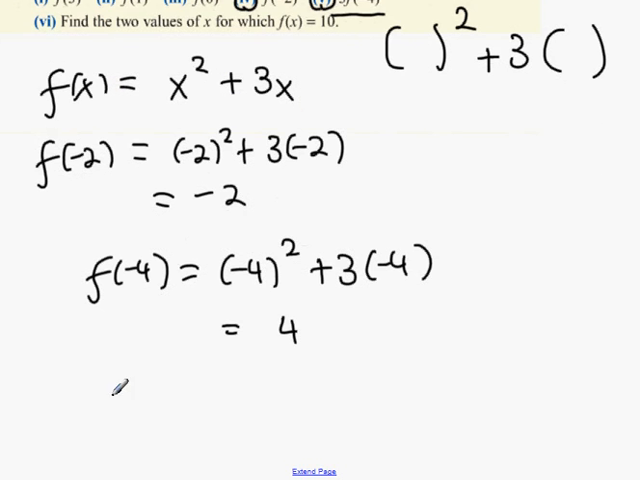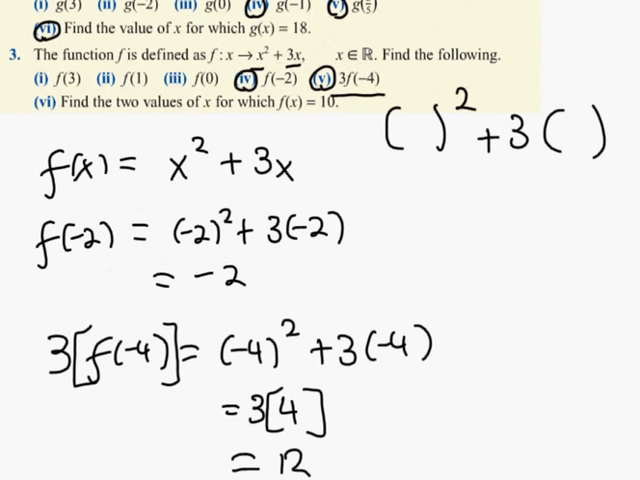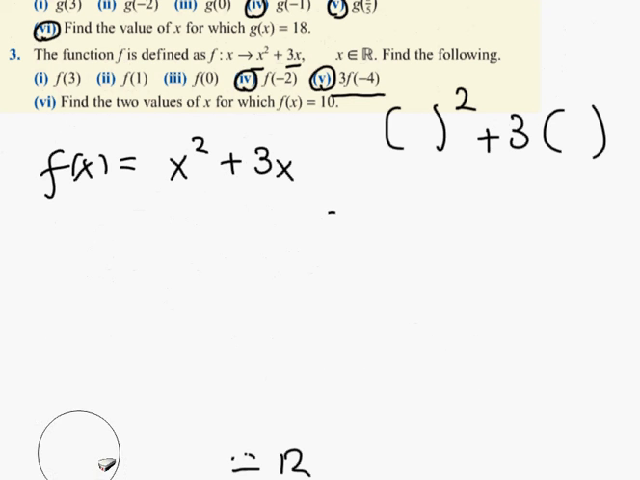Okay? But whatever our answer is, we have to multiply it by 3. So the answer will be 3 times 4, which is 12. Just do what you do normally, except whatever number is on the outside, multiply it by that number at the end. Is that right? Now, the last question that will cause a lot of confusion is this one here.